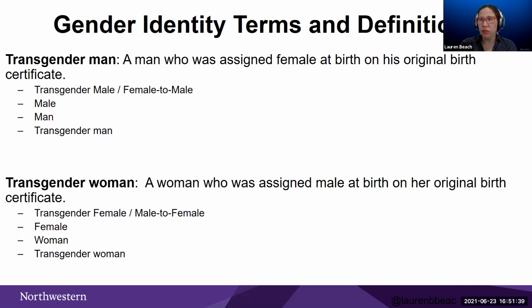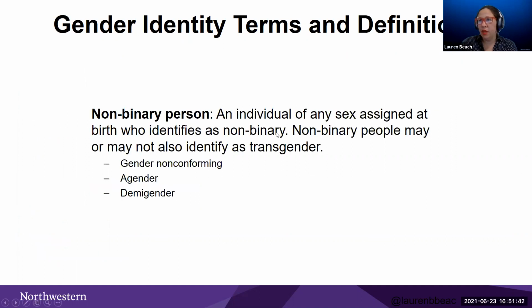Okay, next up, non-binary person, an individual of any sex assigned at birth who identifies as non-binary. Non-binary people may or may not also identify as transgender. We just covered this. Some different identities that sometimes people who are non-binary also might have are gender non-conforming, agender, demigender, demigirl, demi-boy. There's a lot of terminology that people may have. So non-binary can also be seen as an umbrella type term. And also not everybody who is agender may identify as non-binary.